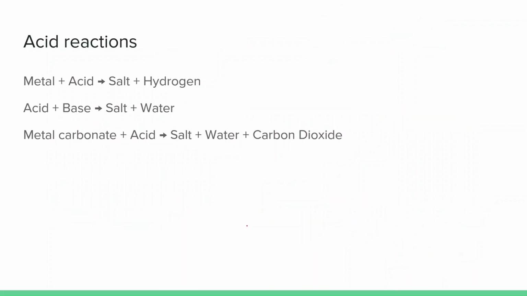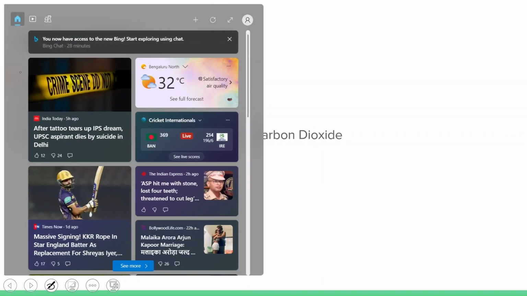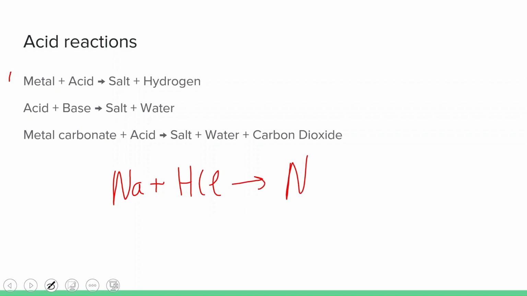Next, reactions for acids. So metal plus acid gives us salt plus hydrogen, acid plus base gives us salt plus water, and metal carbonate plus acid gives us salt, water, and carbon dioxide. Let's give some examples for each of them. The first one is metal plus acid. So let's take sodium plus hydrogen chloride, hydrochloric acid, which will give us NaCl plus H2. Now, to balance this equation, we need 2, 2, 2, like that.